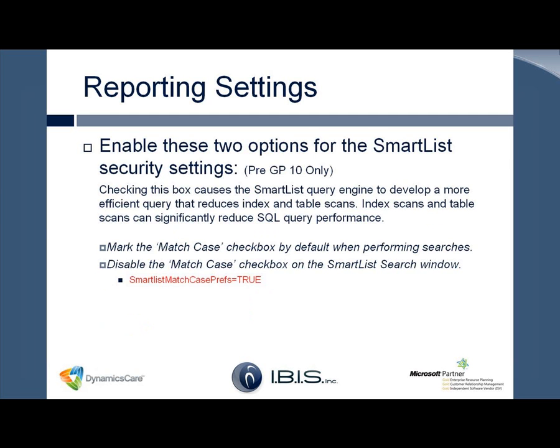Now, I told you that this only works for GP10 and GP2010. If you are working in some of the earlier versions of Smart List, you have your own setting that only works for items pre-GP10. There's a switch in the DEX.ini file called Smart List Match Case Pressed equals true. Setting this to true causes the Smart List query engine to build a more efficient query. So this reduces index and table scans. It makes loading the Smart List box considerably faster. It doesn't send it to Excel any faster, but it returns the results faster.